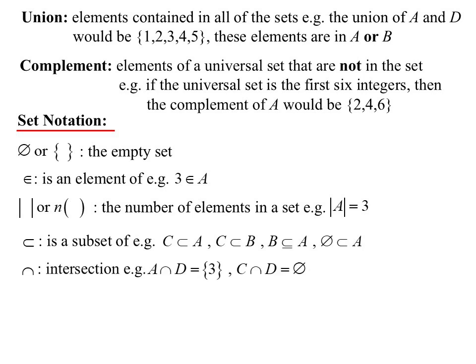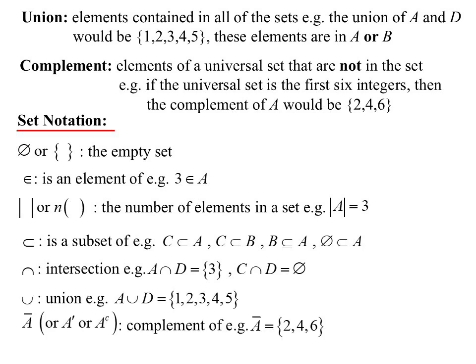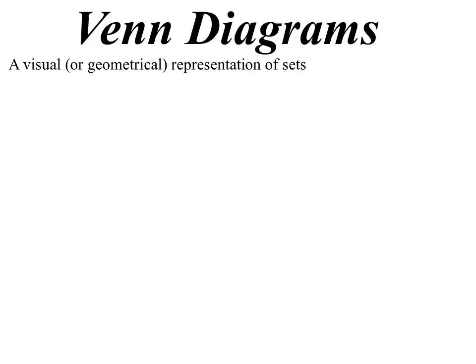Intersection, the upside down U, and union, the right way up U. Complement, remember in probability we wrote the events with the bar over the top. Same idea, we write A with a bar over top. Although in sets there are other ways of writing the complement. A with a dash, or even A with a C I've seen. But probably the bar is the most common way of doing it. The complement of A.